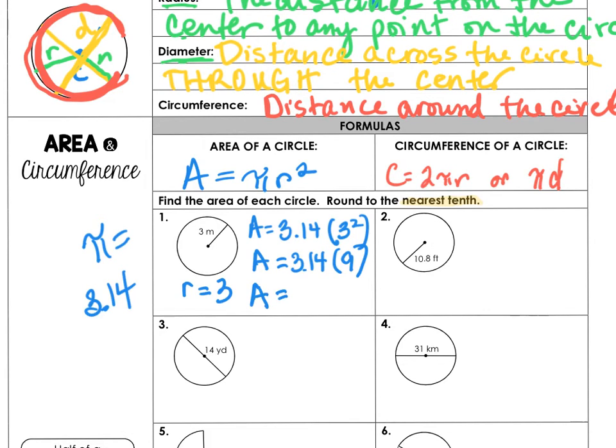Area equals 28.3, and our label is meters squared. Area is always squared. So on all of these, you're going to have a square label.